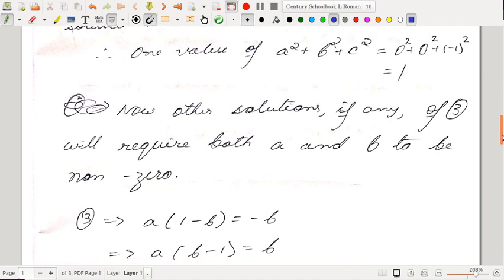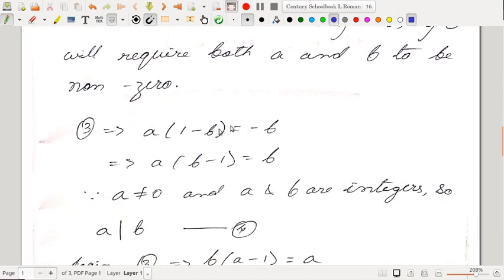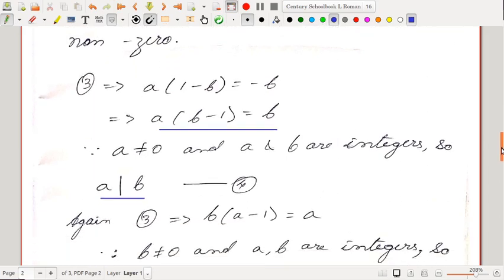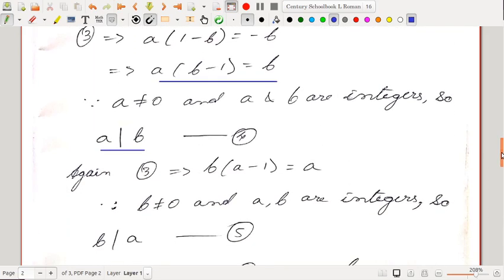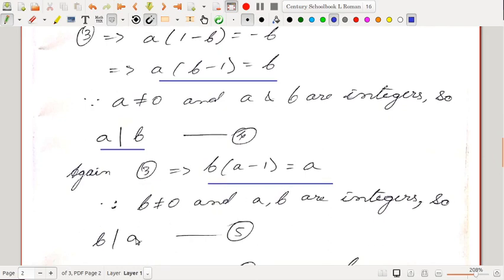As I noted earlier, other solutions, if any, of relation 3 will require both a and b to be non-zero. In that case we have a into 1 minus b equal to minus b, or you can write a into b minus 1 equal to b. Since a is non-zero, we see that a divides b, because b can be written as a multiplied by some integer. In the same way, if we take b to the other side, we get b into a minus 1 is equal to a. Since b is non-zero, b also divides a.